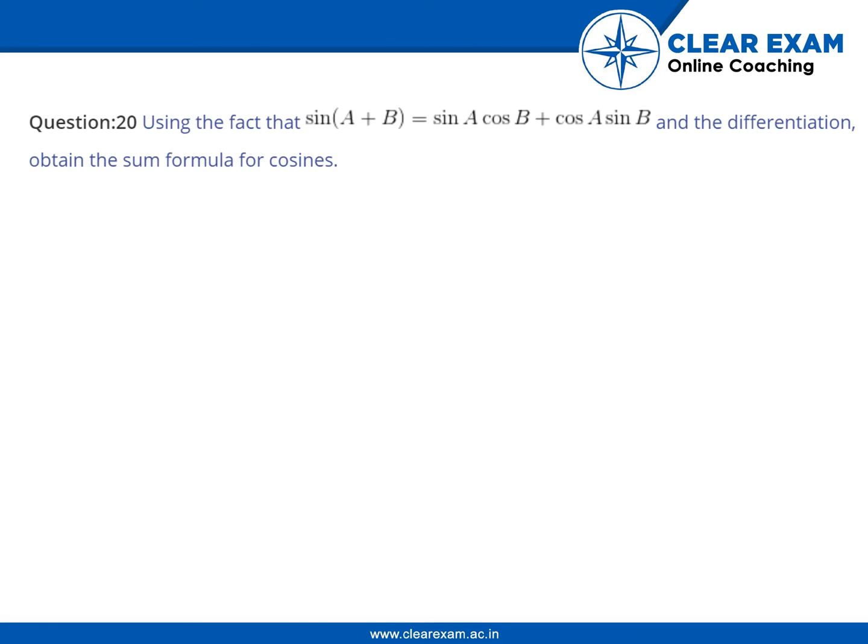Hello guys, let's understand question 20. Using the fact that sin(A+B) is equal to sin A cos B plus cos A sin B and the differentiation, obtain the sum formula for cosines.